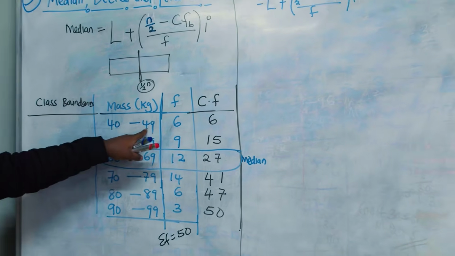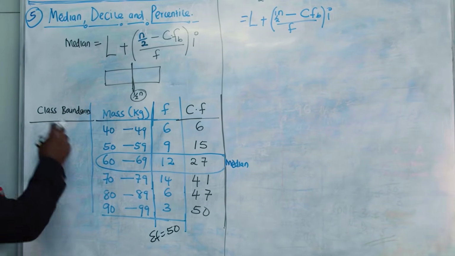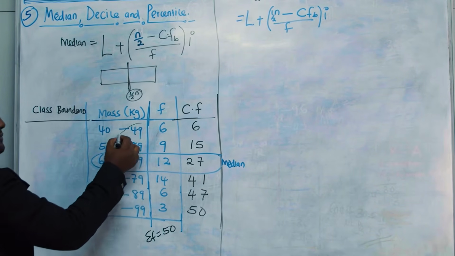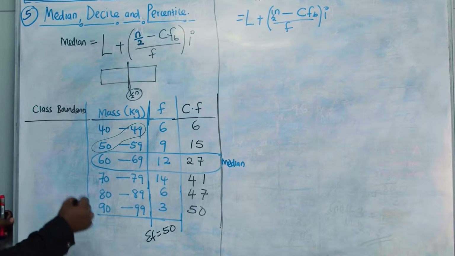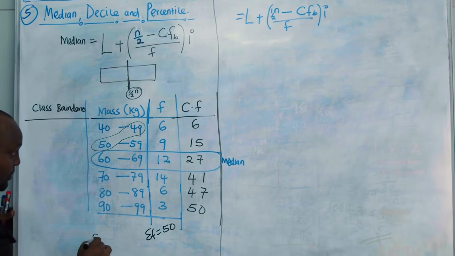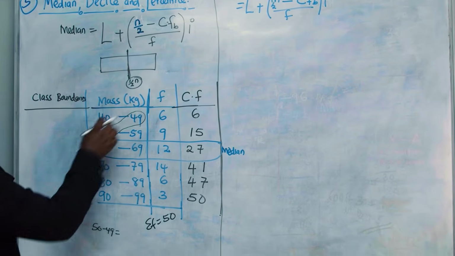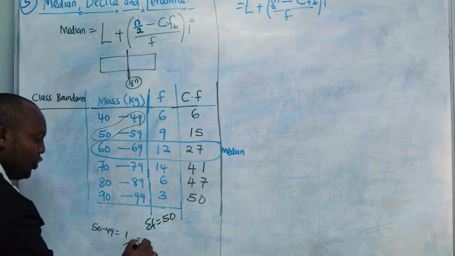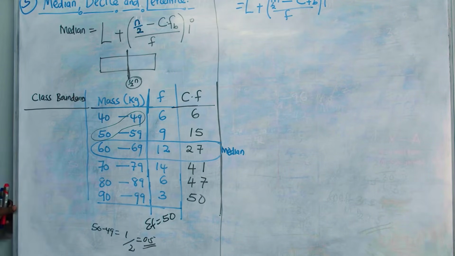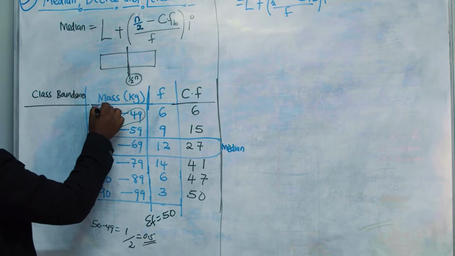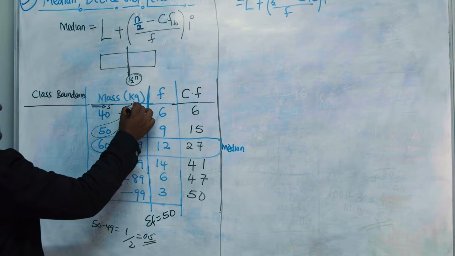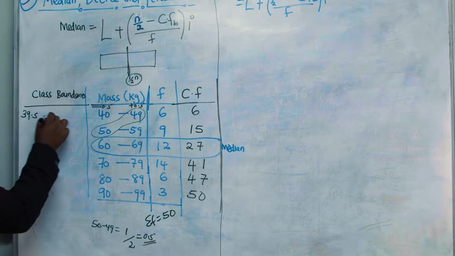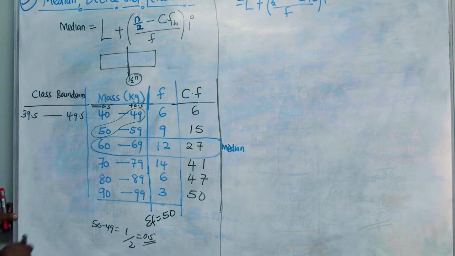Remember here it is 40 to 49. What I said is that if you want to get the class boundary, you look at where we are changing from 49 to 50. So it will be 50 minus 49. You realize the difference between them is 1. So what we are going to do, we divide it by 2 to get 0.5. Here we shall be subtracting our 0.5, and here we shall be adding our 0.5. So our class boundary now will be 39.5 to 49.5.